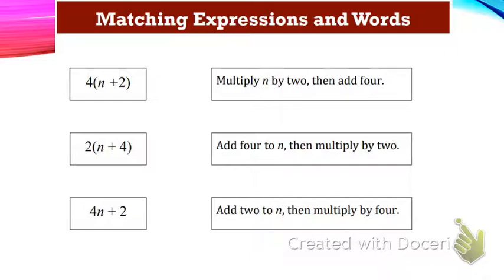The last one: add 2 to n, then multiply by 4. When I look at this, the parentheses say I do that part first, and then I would multiply by 4, correct? So I would match these 2 cards together. When you guys get cards, you would take those 2 cards and tape them down side by side. What about this middle one here? Add 4 to n, then multiply it by 2. So far, so good? What about this one? It doesn't match with anything.